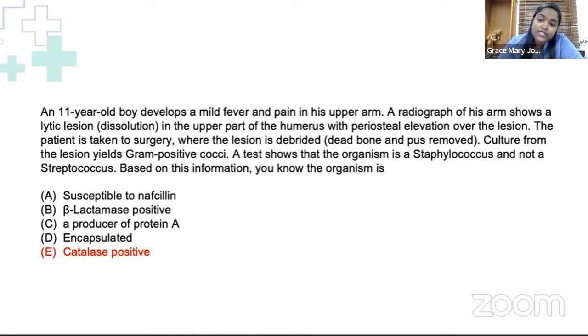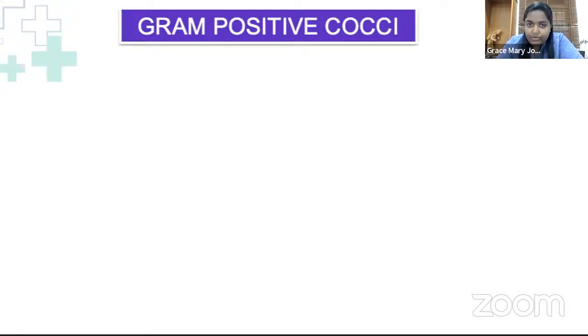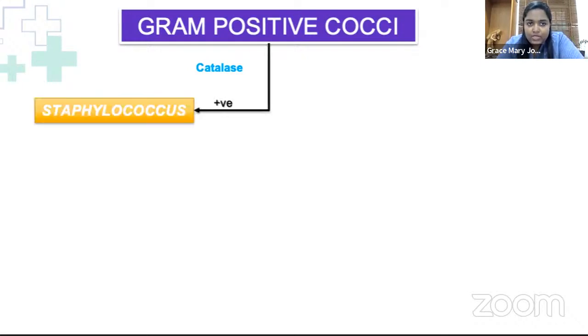So now the next classification for the gram positives is based on the culture, the biochemical tests, and other microbiological parameters. Again, for gram-positive cocci, first you see if it is a catalase producer. Catalase is an enzyme that will break down hydrogen peroxide into water and oxygen. So when you introduce an organism that is catalase producing into a hydrogen peroxide medium, there will be a lot of bubbling, which is usually your staph. So Staphylococcus is always catalase positive.